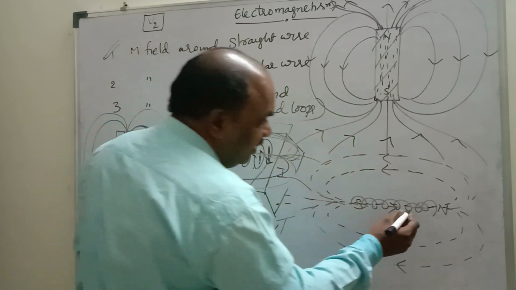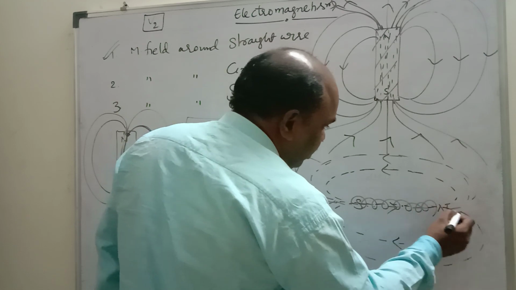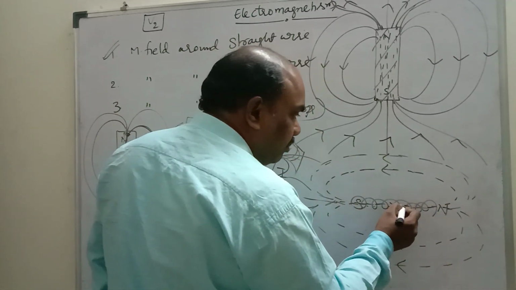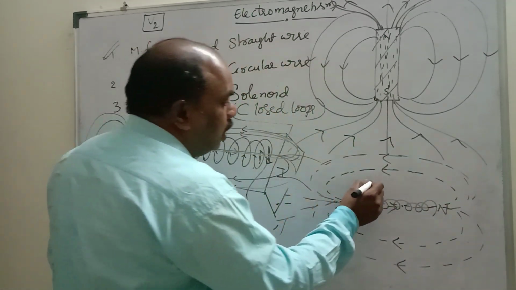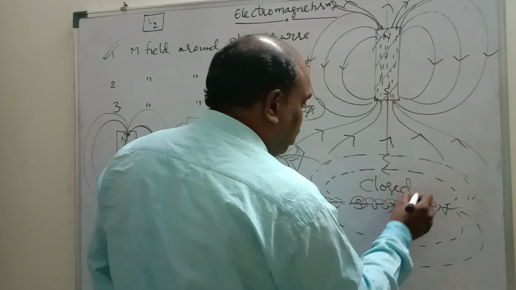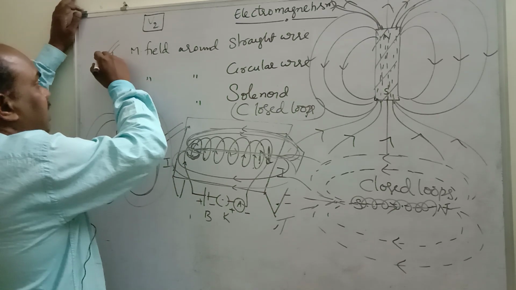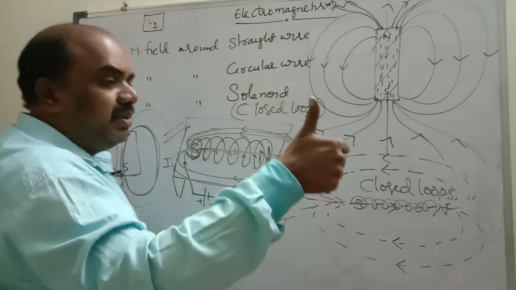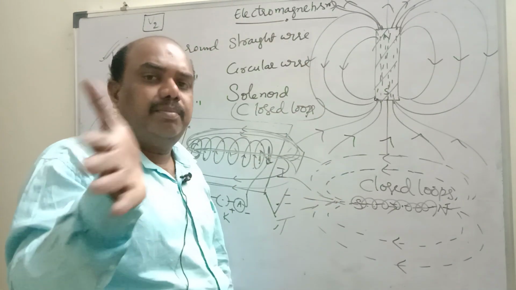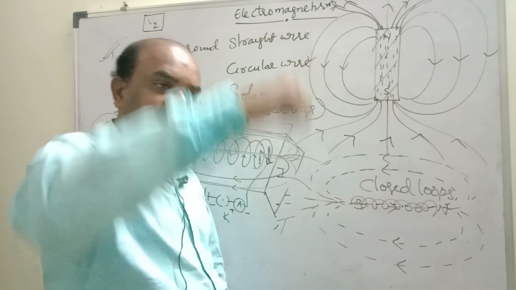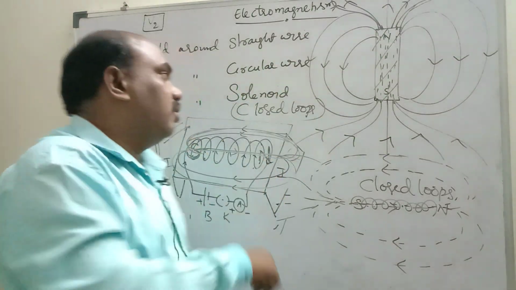Why? Let us consider it starts from here, goes like this, and again comes to the same point. So these are called closed loops. What loops? Closed loops. Very, very important. Magnetic field around a straight wire: according to the right hand thumb rule, if the current goes up, the magnetic field is anti-clockwise. If the current goes down, the magnetic field is clockwise.